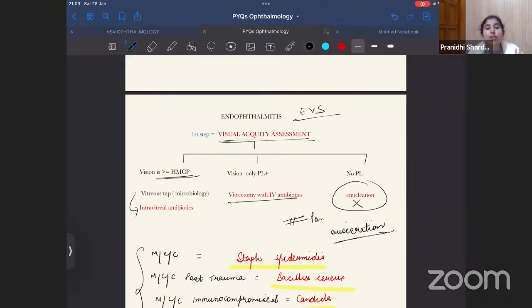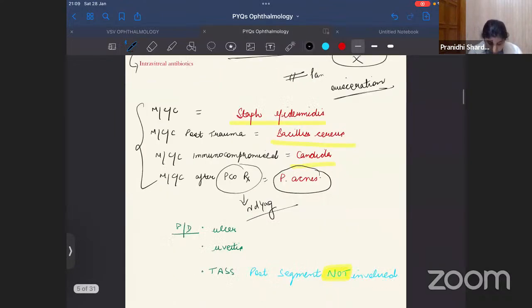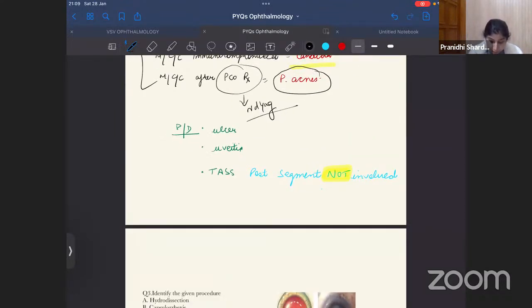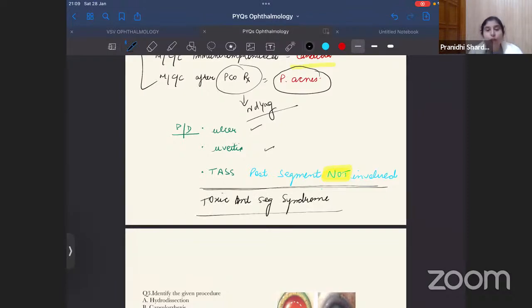So these are 4 important one-liners in endophthalmitis, along with the treatment modalities. The first step is visual acuity assessment. Now, the differential diagnosis of endophthalmitis is corneal ulcer, uveitis, and one important one is toxic anterior segment syndrome, TAS. The important difference between endophthalmitis and TAS is that in TAS, the posterior segment is not involved. There can be hypopyon, corneal edema, anterior uveitis, but the posterior segment will be clear. There will be no vitritis.